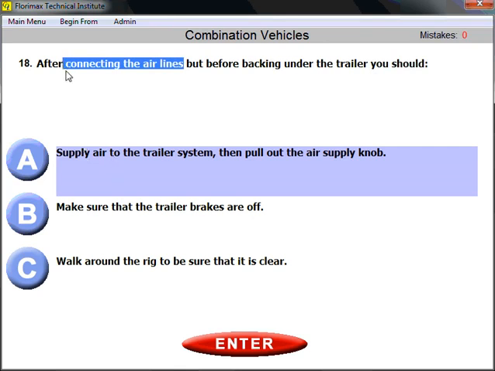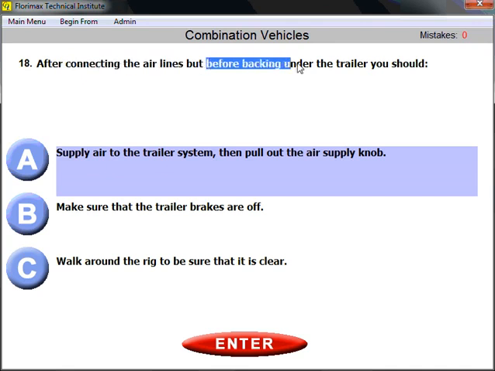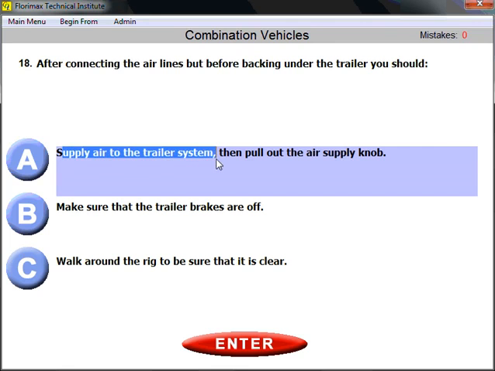That's why when you read such a question, after connecting the airlines, but before backing, what you need to do? You need to supply air. Then make sure the system is fully charged, then activate emergency spring brakes, and then you will be allowed to back under the trailer. So that's the sequence of the events.